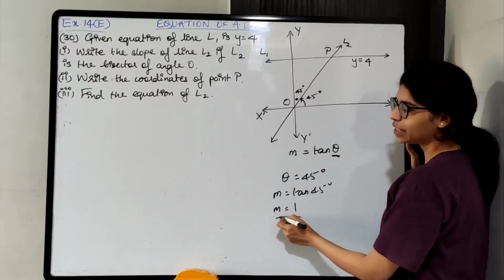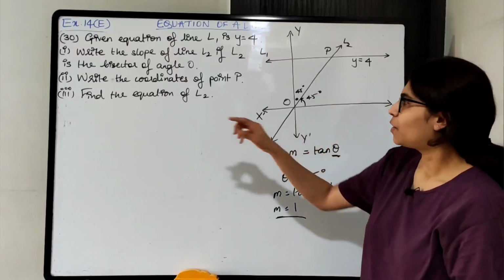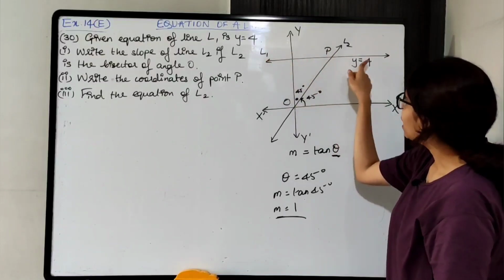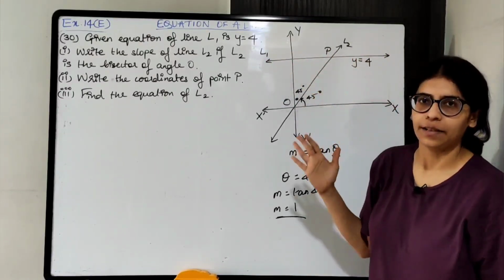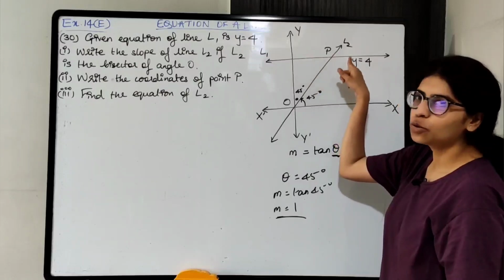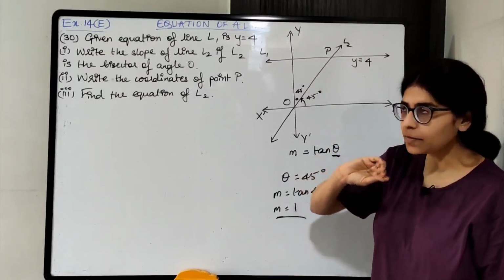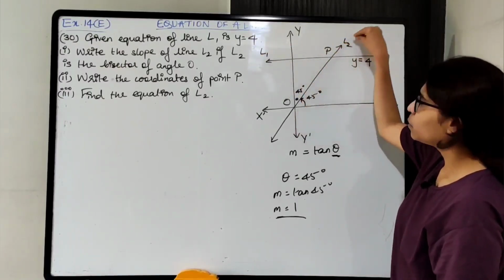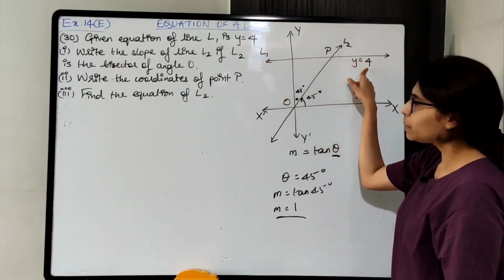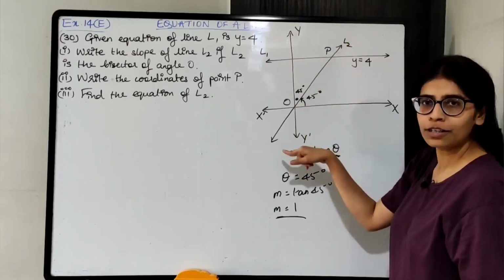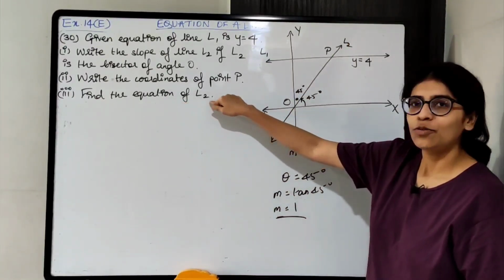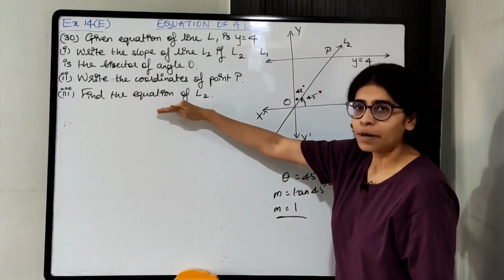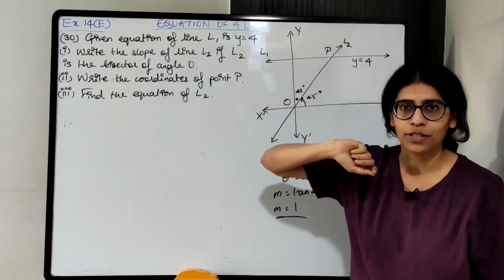Alright, we'll get the first part very easily. Second part, write down the coordinates of point P. P is the point where line L1 and L2 are meeting, है ना. L1 and L2 are intersecting at point P. So to find the coordinates of P, I need equation of L1 and equation of L2. Equation of L1 पता है, equation of L2 find out करना पड़ेगा. That is third part you have to find first and then we'll come to second part. Okay, so पहले third part find out करना पड़ेगा, then we'll come to second part of the question.